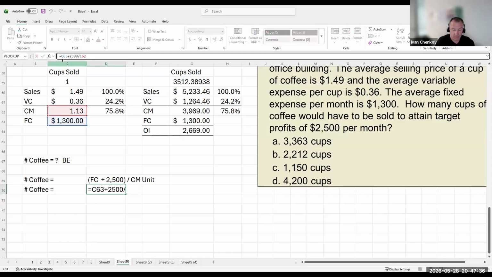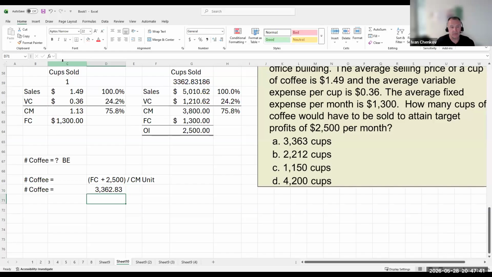Be careful with the formulas. Always check the formulas if you're using the Excel spreadsheet, because if you miss the bracket, it's going to give you a completely different calculation. So as you can see, one small mistake in the calculation using Excel can change the numbers. In this case, we need to sell 3,363 coffees in order to achieve the operating income that we want, $2,500. Let's go back to slides.